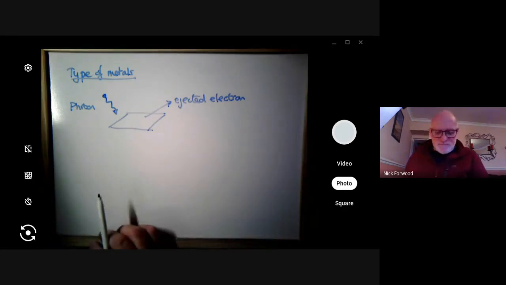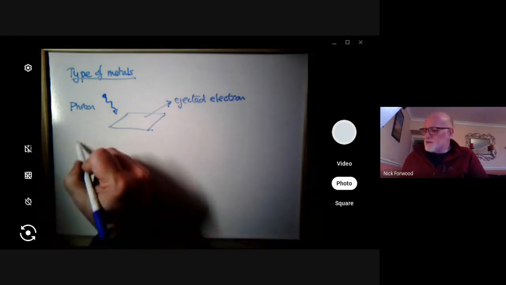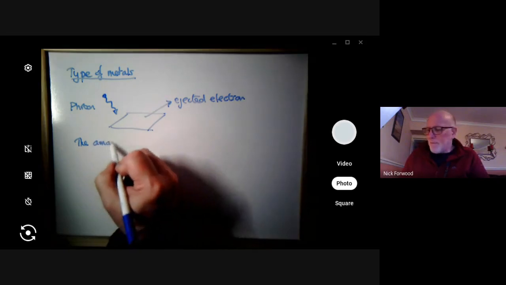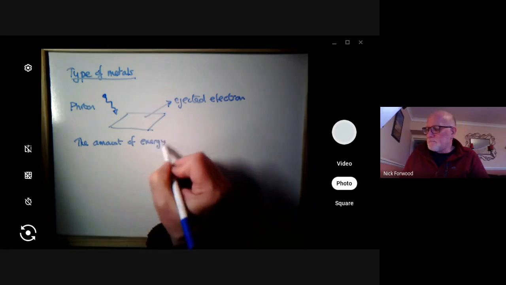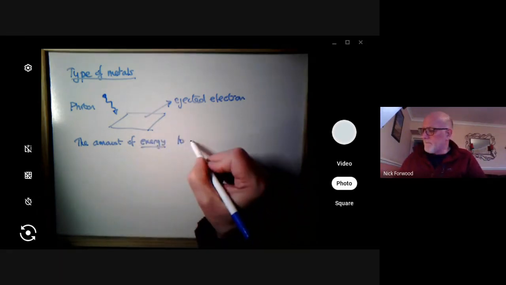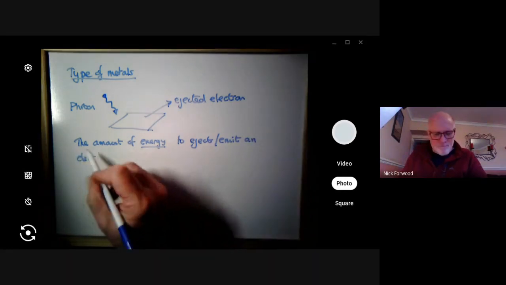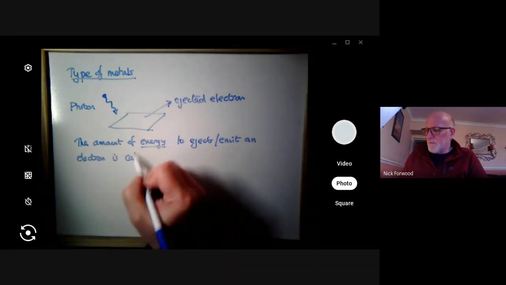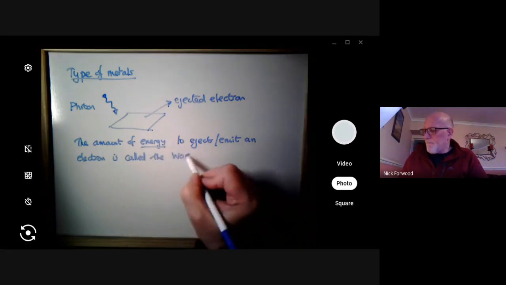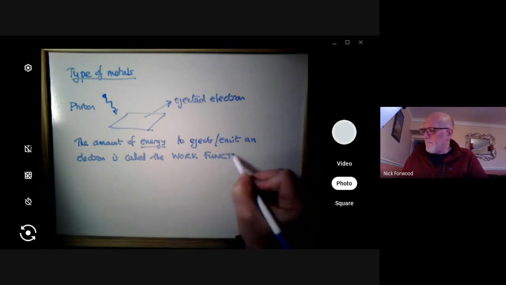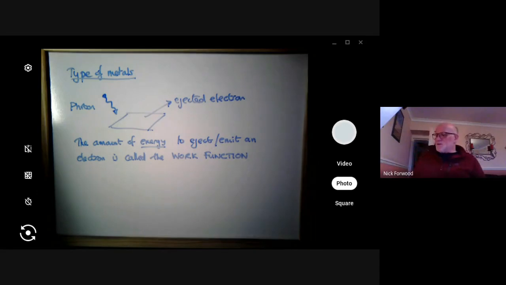So some metals have electrons that are easily moved, and you don't need much energy. Some of them have the electrons tied in much tighter. So the amount of energy to eject or emit an electron is called the work function. So the work function really means how many joules do you need to get an electron out.